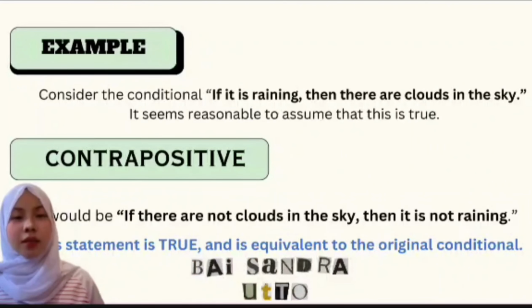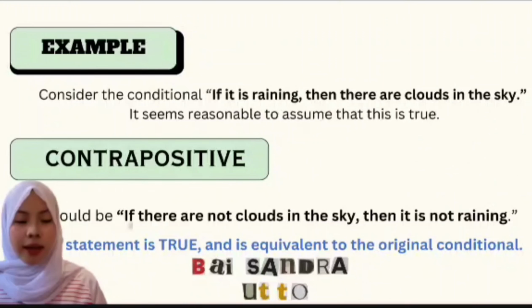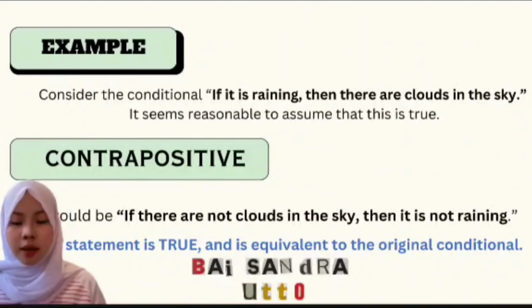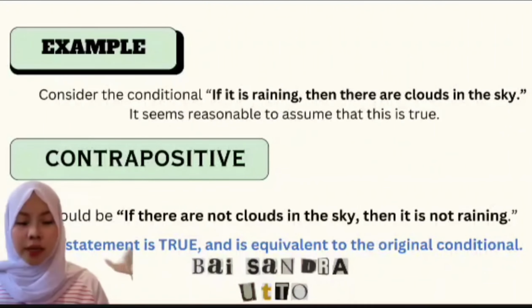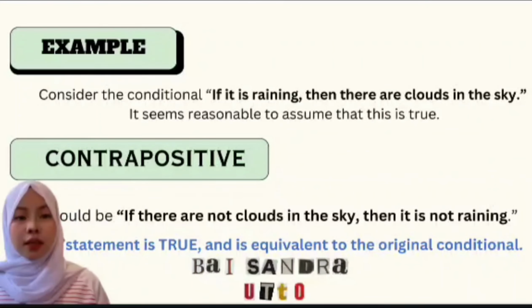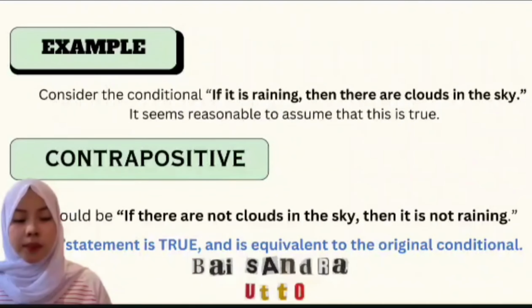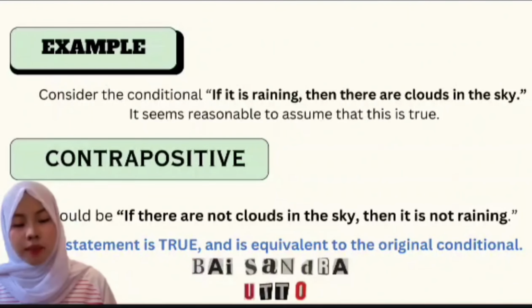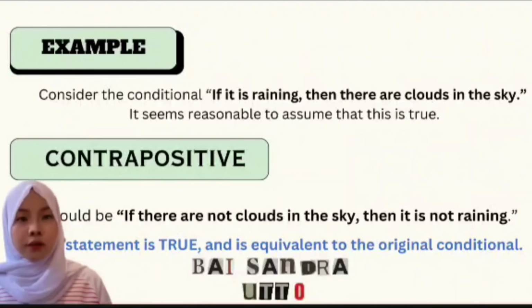My topic is contrapositive. If there are not clouds in the sky, then it's not raining. This statement is true and equivalent to the conditional. The contrapositive is logically equivalent to the original statement. This means if the original is true, the contrapositive is also true. So if the contrapositive is false, the original is also false.